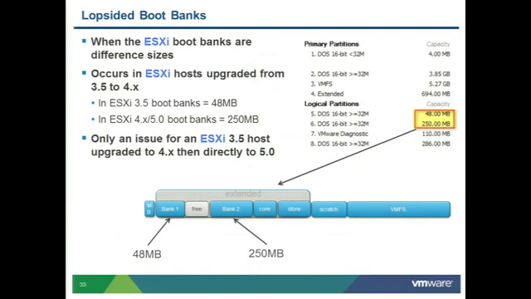So if you're on ESXi 3.5, this is ESXi only, the boot banks were about 48 meg in size. When we went to 4.0, we changed that to 250 meg in size. So when you upgrade from ESXi 3.5 to ESXi 4.x, it will grow one of the boot banks to 250 meg, but it will leave the other boot bank at 48 meg. So your host comes up, one boot bank is 48 meg, one boot bank is 250 meg. That is lopsided boot banks, and that's what we mean.